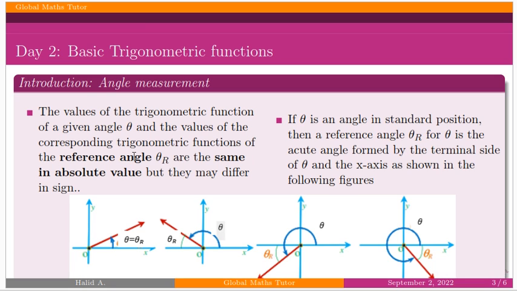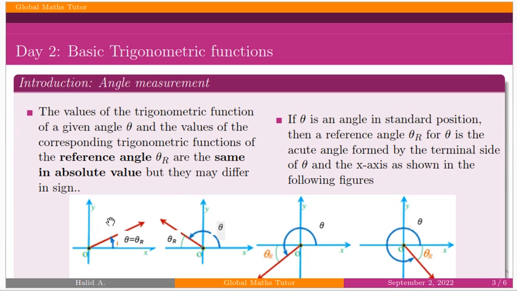A reference angle is simply an acute angle. If theta is in standard position, it means it starts from the positive x-axis and its vertex is at the origin. Then a reference angle theta r for theta is the acute angle formed by the terminal side of theta with the x-axis.